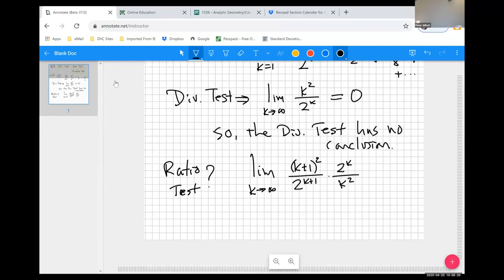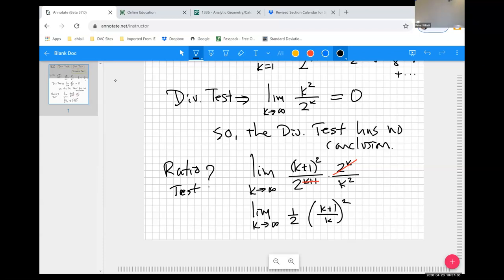So how would I do this? Again, we can do some simplification here. If I have 2 to the k in the top and 2 to the k in the bottom, that means I have one more factor of 2 in the bottom than they do in the top. So these cancel out, just leaving a 2 in the bottom. So I can rewrite this as the limit as k goes to infinity of 1 half times (k+1) over k squared.